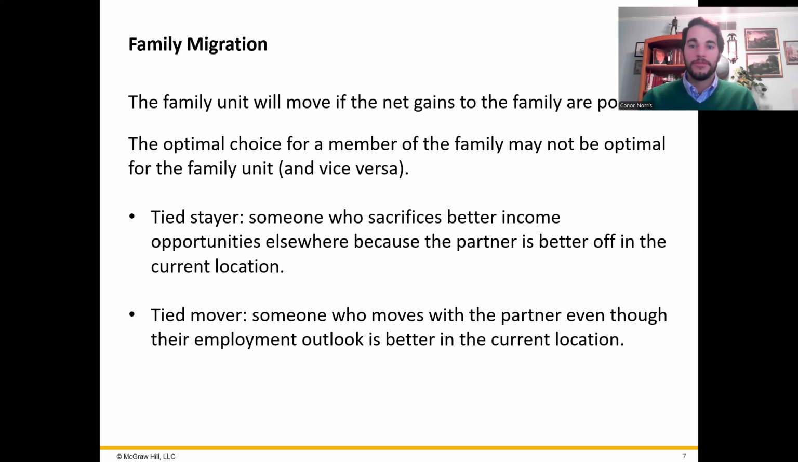The other option is the family does make the move. The first spouse's job is that much better than the other's, so they end up deciding to move to this new location, and that spouse begins working there. But the other spouse ends up unemployed or underemployed in their new destination. So we call this a tied mover, where the spouse goes along with the move, but their career prospects end up suffering.